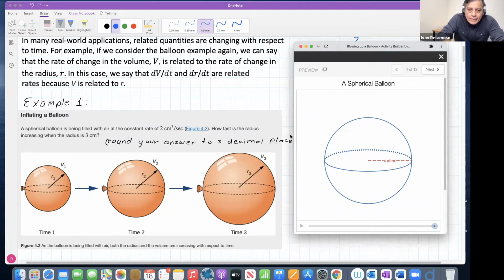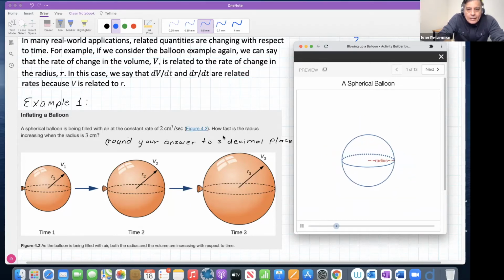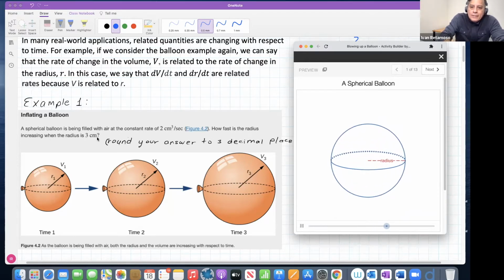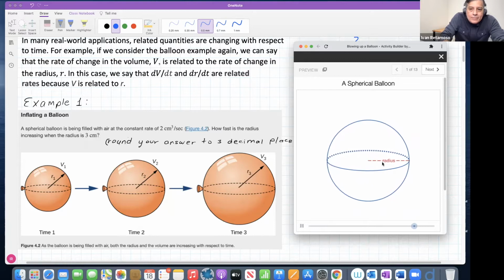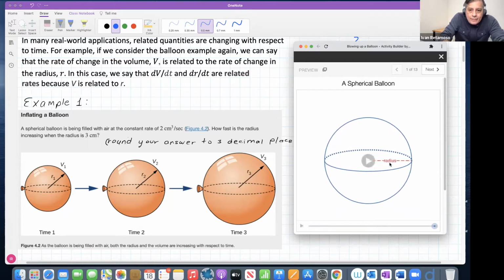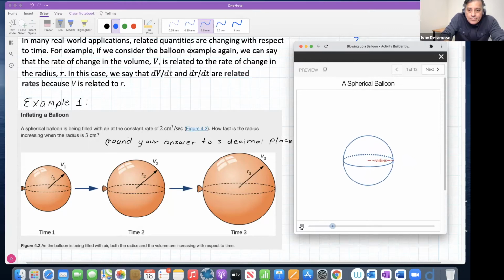Okay, great. Now they're asking you, how fast is the radius increasing when the radius is 3 centimeters? Notice the radius is increasing, but at some point the radius will be 3 centimeters. Let's say this is that moment when the radius is 3 centimeters. At that moment, they are asking you, what is the rate of change of the radius with respect to time?